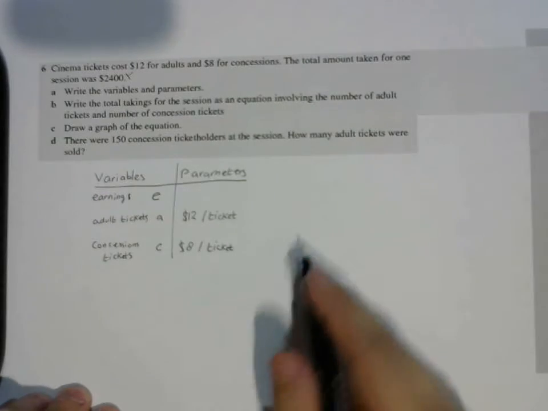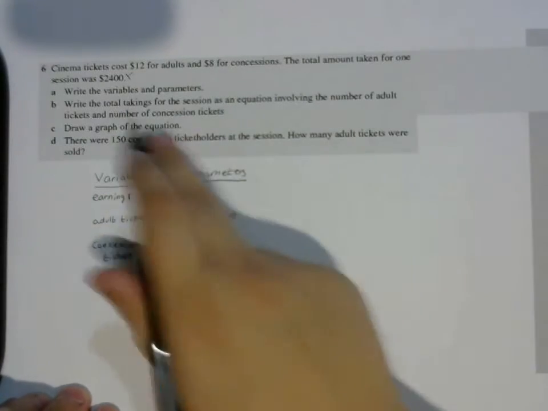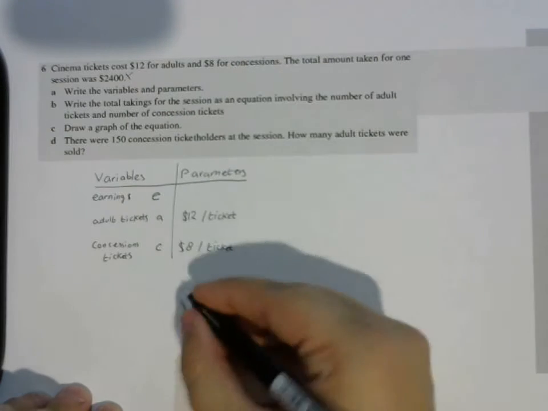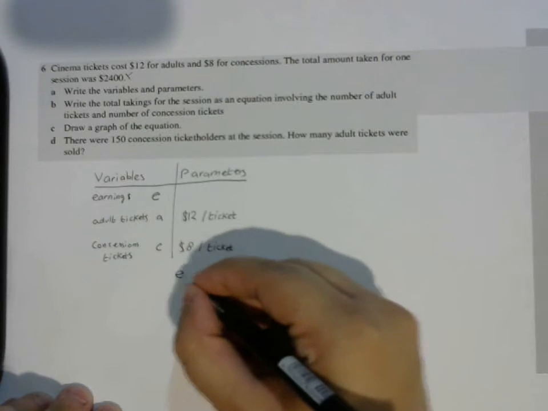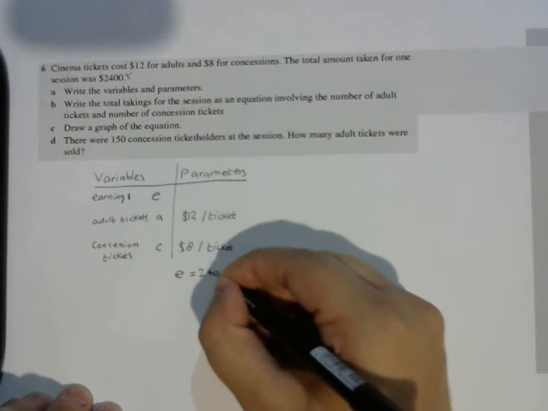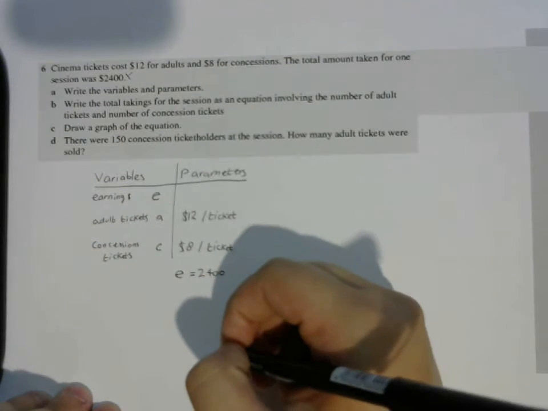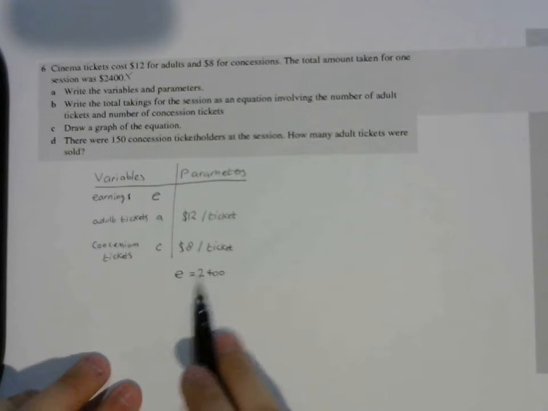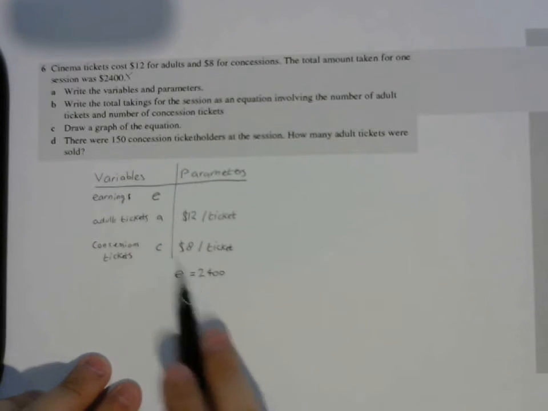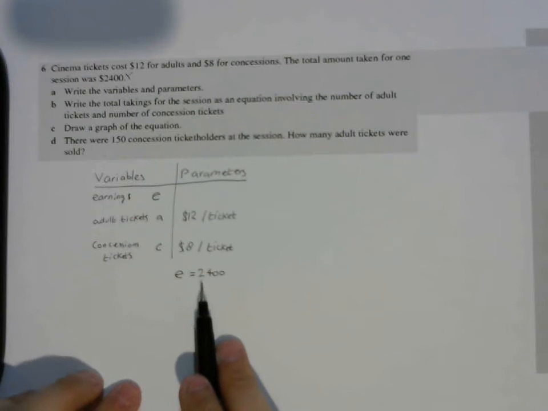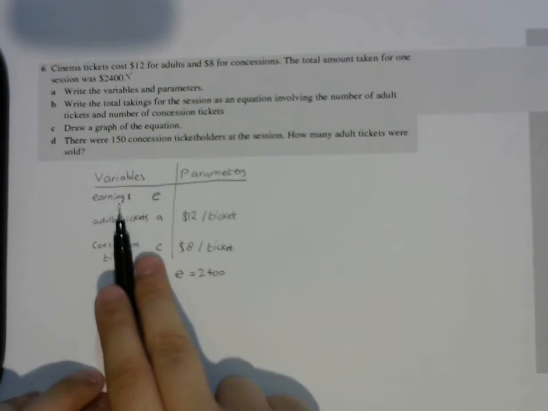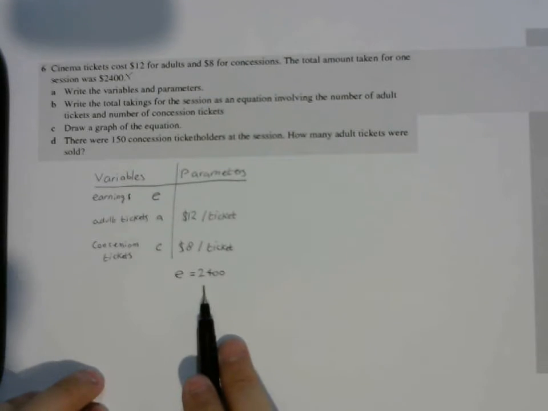We also know that the amount taken for one session is 2,400, which means at some time our earnings is equal to $2,400. Now note that we don't need to know this value to be able to calculate our earnings. This is actually a value that we've got. So it's separate from a parameter linked to variables. It's an actual value that we know.